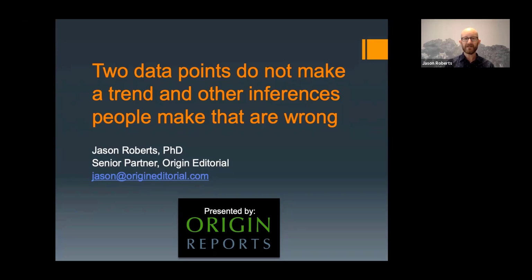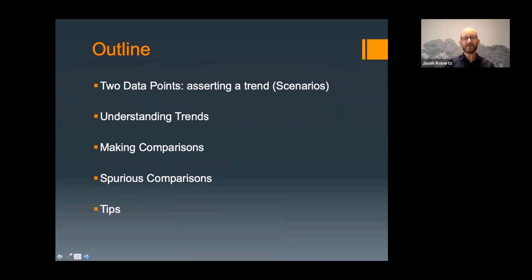Well, why is this happening? And so what we're going to explore today is how you can't necessarily just take 2 data points and infer a trend. The outline of today's webinar is that, first of all, we'll role play a couple of scenarios. We'll then look at understanding trends and how you would actually interpret your data. And again, it's all going to be from an editorial office perspective. We'll look at making comparisons and how you go about doing that effectively. We'll dwell on a couple of spurious comparisons that we see within editorial offices. And finally, a few hints and tips on what you can do.